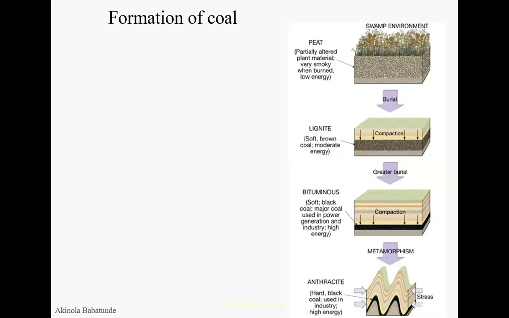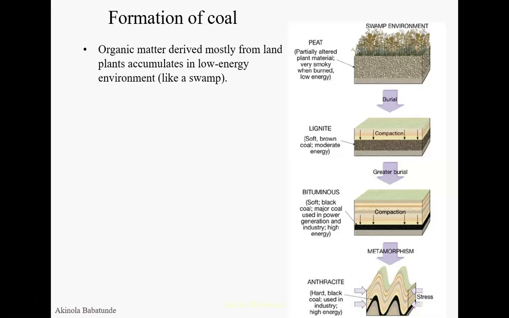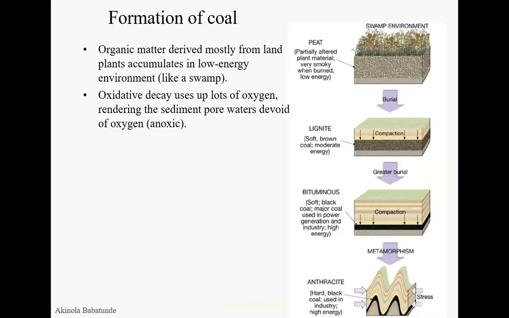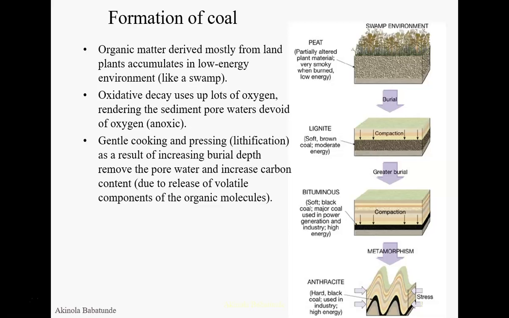How is coal formed? Very briefly, let's look at this. Organic matter derived mostly from land plants accumulates in low energy environments like the swamp. So you can see the swamp environment somewhere right up here. Oxidative decay uses up lots of oxygen, rendering the sediment pore waters devoid of oxygen. So gentle cooking and pressing, which is usually referred to as lithification, as a result of increasing burial depth, remove the pore water and increase carbon content.